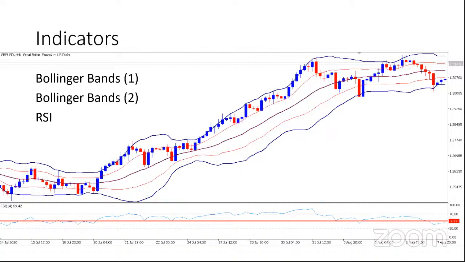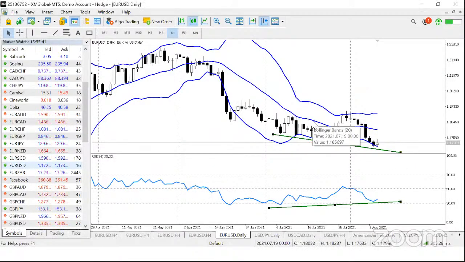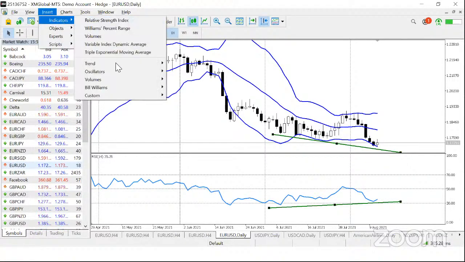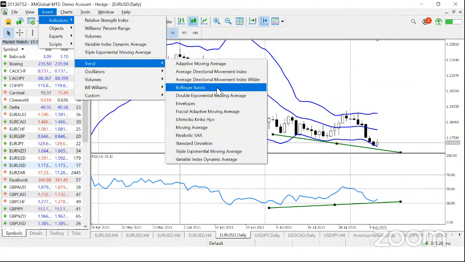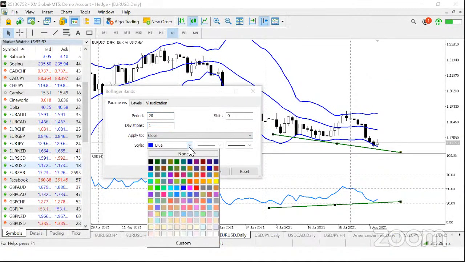You can put in two Bollinger Bands: one with standard deviation 1, the other with standard deviation 2. Then we add the RSI, just default. Let's set it up on our charts so we can see it better. Here you have our Bollinger Bands with standard deviation 2. Let's plug in another one, and make the deviation 1. Let's change the color so it's not painful to look at, let's make it red.